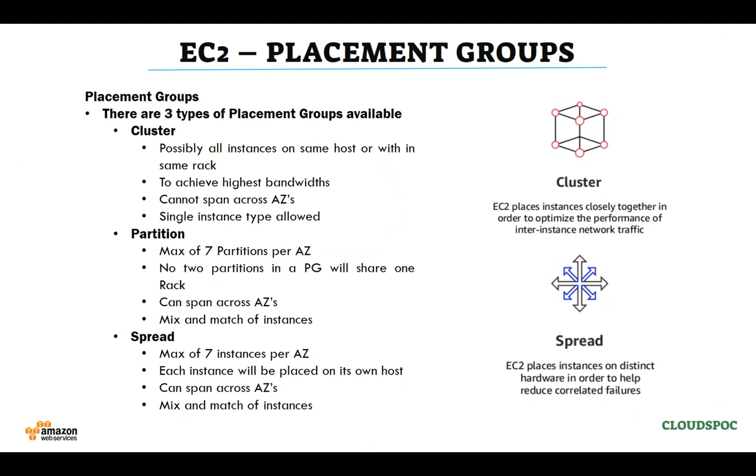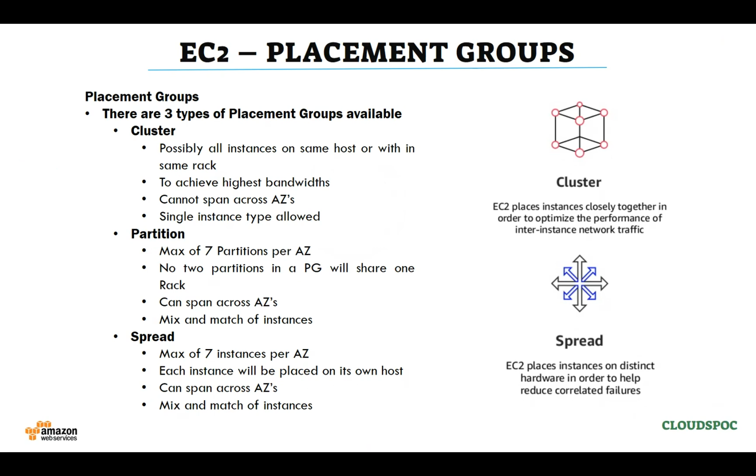And the other way around is the spread placement group, wherein you can distribute your instances in such a way that a single instance will be placed onto a single rack. So it is a completely segregated deployment, instance to instance. There is a limitation of maximum 7 instances per AZ, and the same way as partition, you can also spread your deployment across the region.